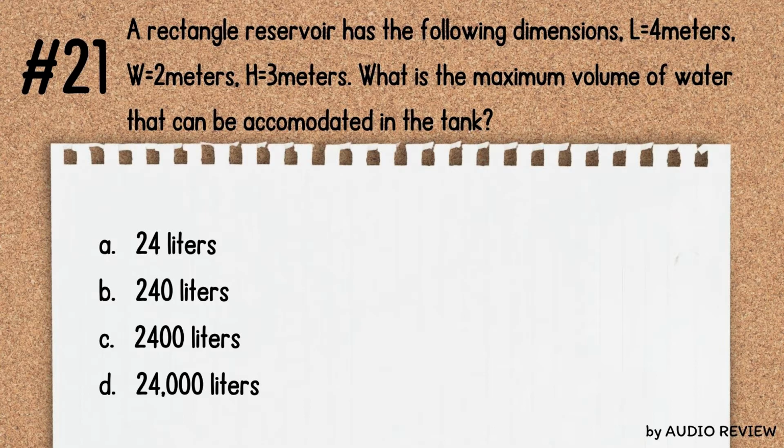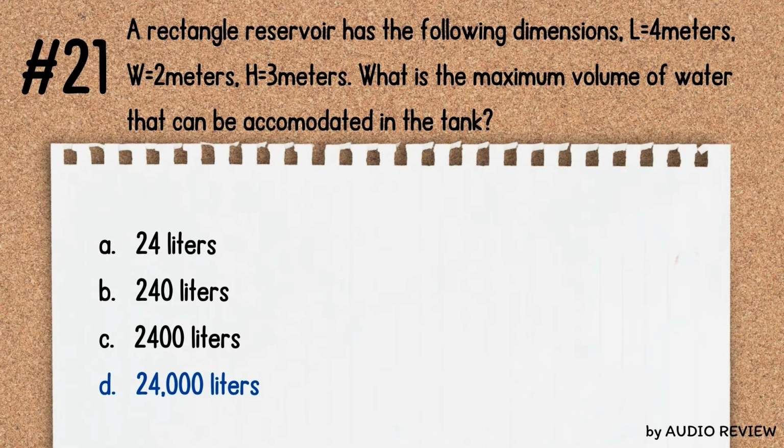Question number 21. A rectangle reservoir has the following dimensions: length is 4 meters, width is 2 meters, height is 3 meters. What is the maximum volume of water that can be accommodated in the tank? A. 24 liters. B. 240 liters. C. 2,400 liters. D. 24,000 liters. The answer? It's D. 24,000 liters.